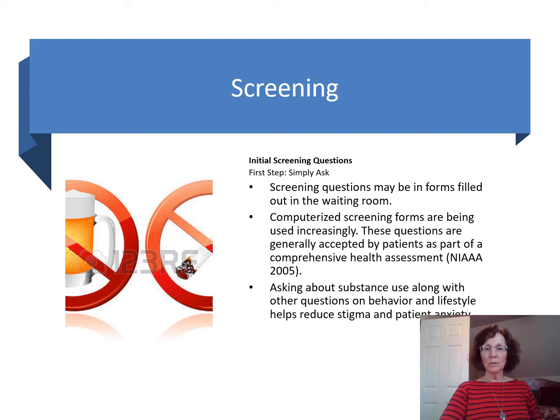Screening. The first thing we do is simply ask. Screening questions may be forms filled out in the waiting room. Computerized screening forms are being used increasingly. These questions are generally accepted by patients as part of the comprehensive health assessment that they take in their doctor's office. Initial screening helps determine which patients require further screening and assessment. Screening starts with questions that identify which patients have or ever used tobacco, alcohol, prescription drugs non-medically, or other illicit drugs. Screening through questions tends to be more effective for tobacco and alcohol than for drugs, and many people are less ready to admit the non-medical use of prescription drugs or illegal substances when they're screened on questionnaires in the waiting room.